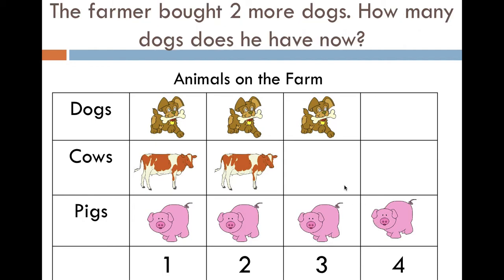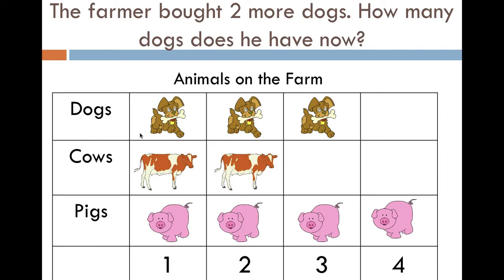So now the questions are getting a little bit more difficult, or you have to just think a little bit more about these questions. You can't just look at the graph and get the answer. So it says the farmer bought 2 more dogs. How many dogs does he have now?